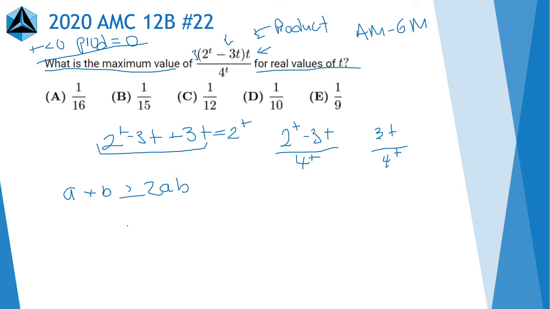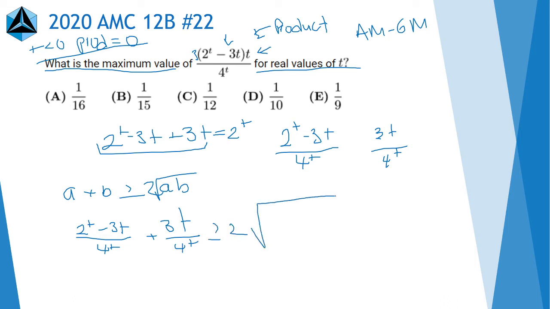So using this AMGM, we can go ahead and sum. Oh, sorry, this is going to be 2 square root of ab. My bad. And you're going to have 2 to the t minus 3t over 4 to the t plus 3t over 4 to the t, greater than or equal to 2 square roots of the product of the two: 2 to the t minus 3t over 4 to the t, and 3t over 4 to the t.